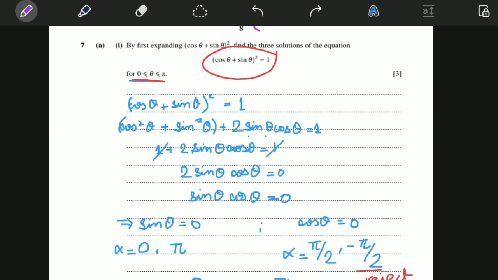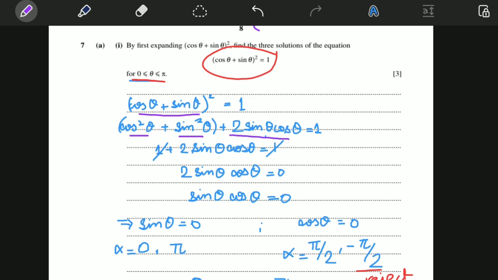By first expanding (cos theta plus sine theta) whole square, find the 3 solutions of the equation. Okay, so (cos theta plus sine theta) whole square is equal to 1 is your given thing, and the range is also being given. So first try to expand it in the (a plus b) whole square form.